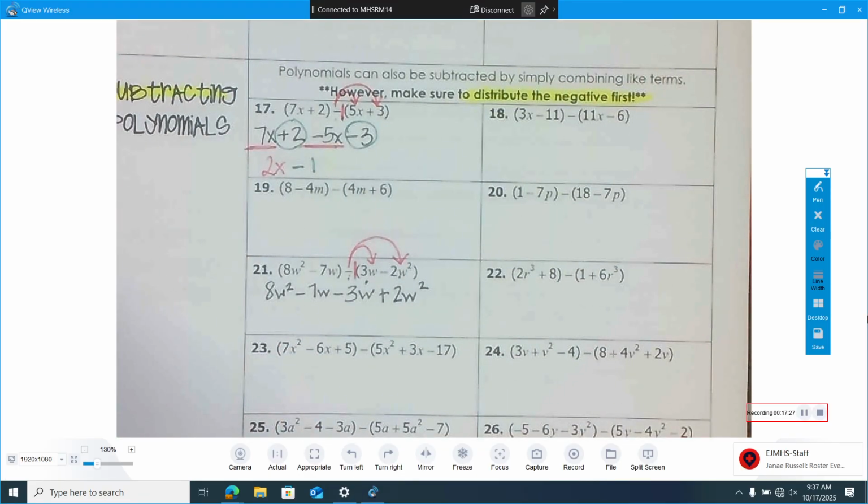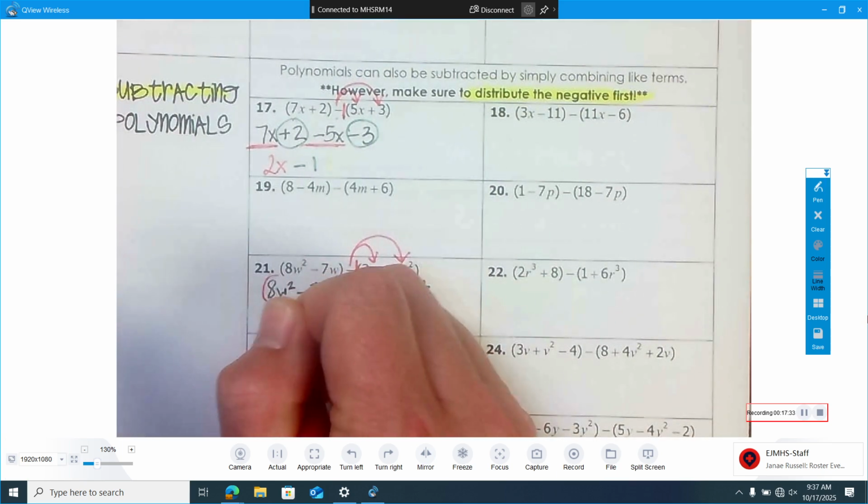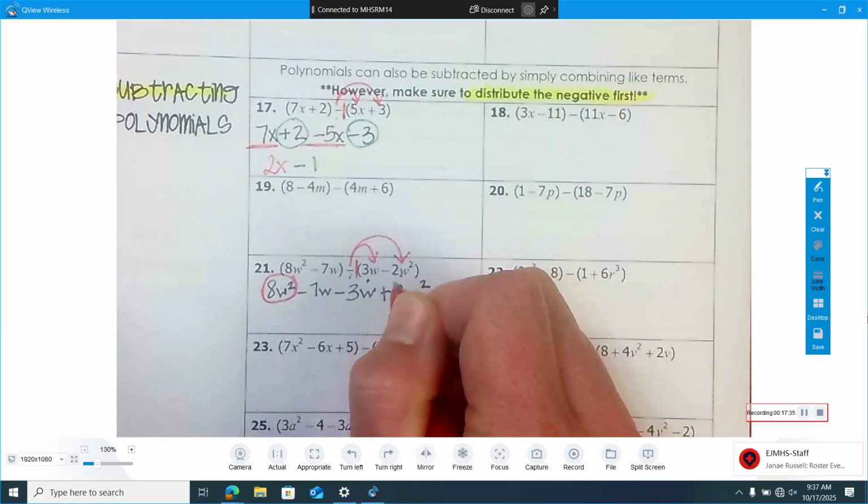All right. What should we add together first? The w². The w² we're going to add together first. The highest powers.